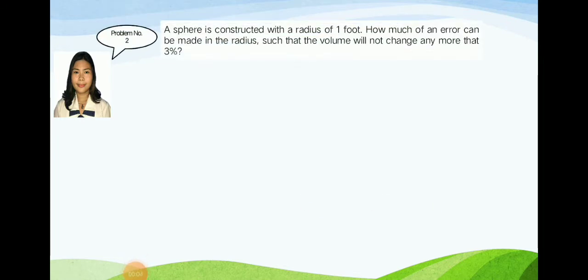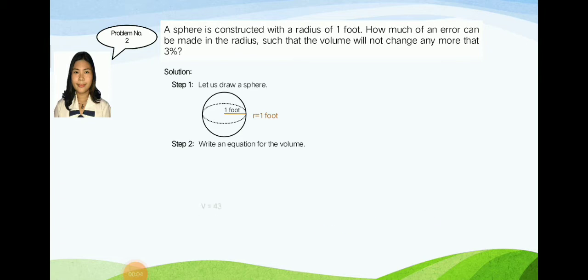Let us now go to the next problem. A sphere is constructed with a radius of 1 foot. How much of an error can be made in the radius such that the volume will not change any more than 3%? So step 1, let us draw a sphere with radius of 1 foot. Step 2, let us write the equation for the volume. So the volume V is equal to 4 over 3 times pi times r cubed.